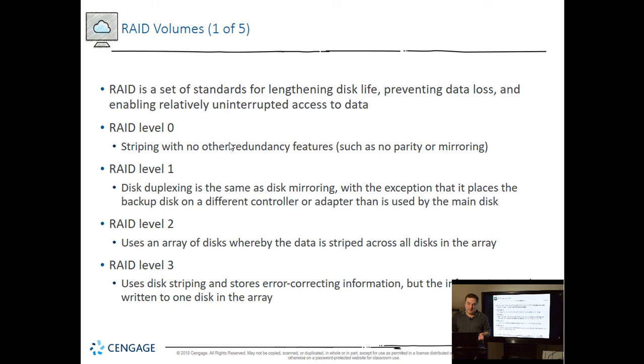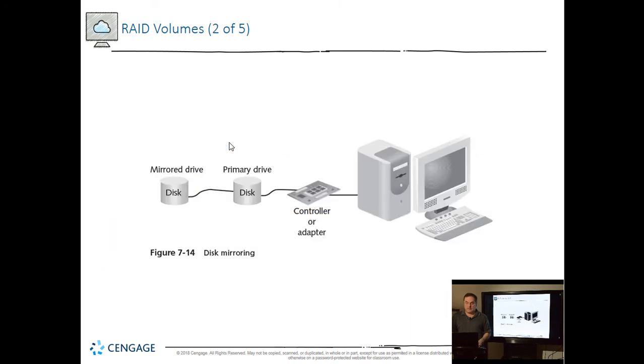Besides 0 and 1, you'll have RAID level 2 in some cases, which uses an array of disks where the data is striped across all disks in the array. Then you have RAID 3 as well.